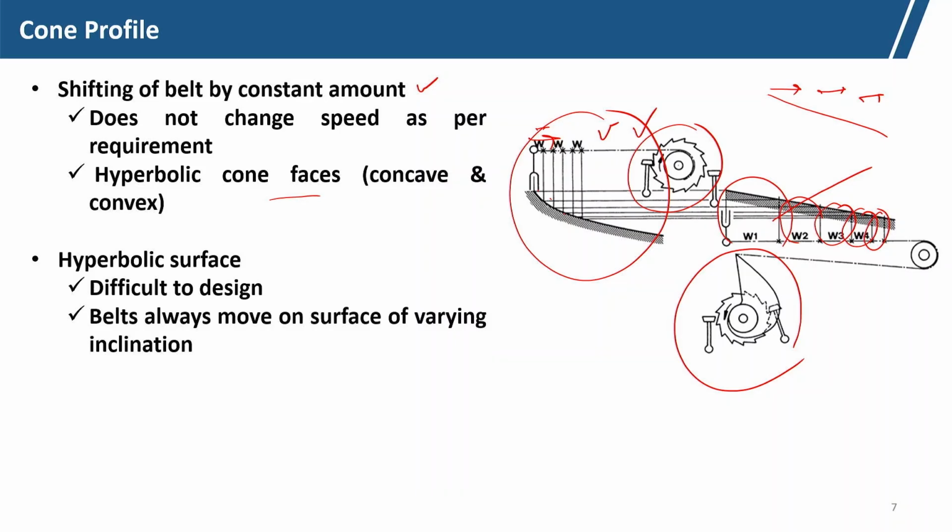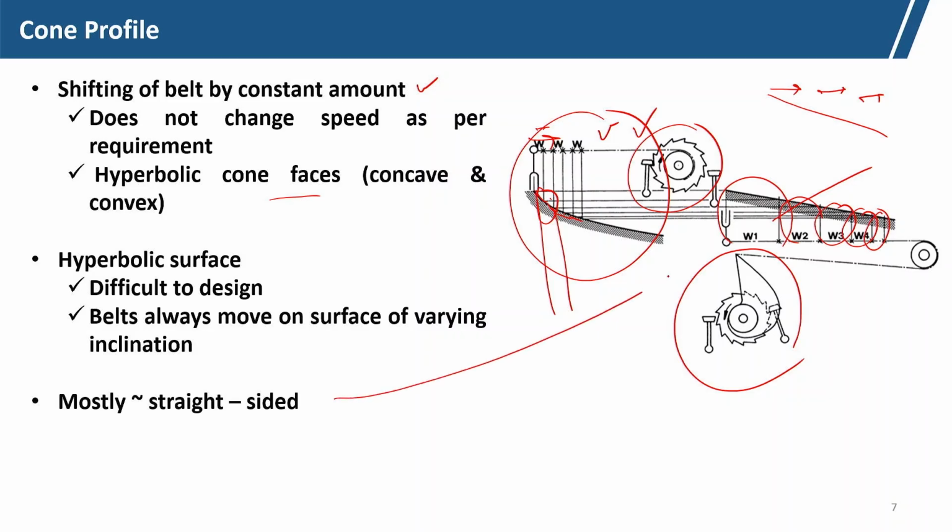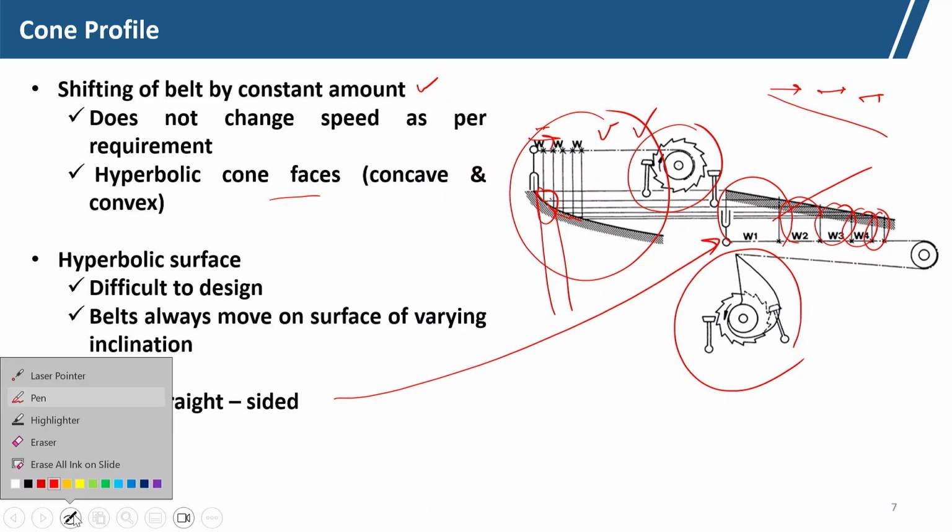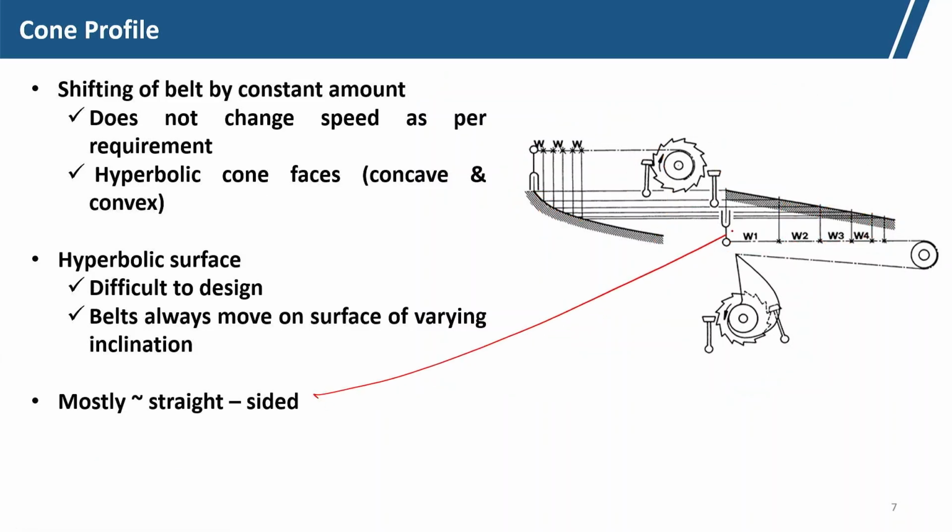Then belts always move on surfaces of varying inclination, that is important. If at every point the inclination changes, the curvature changes. So the belt will always have differential stress continuously, and that will actually damage the belt. So mostly straight-sided belts are used in most of the machines, in modern machines.